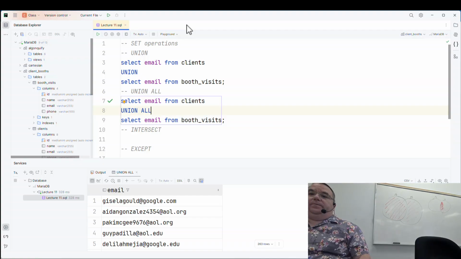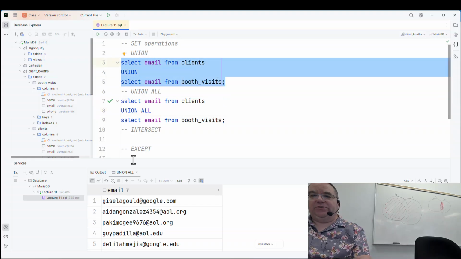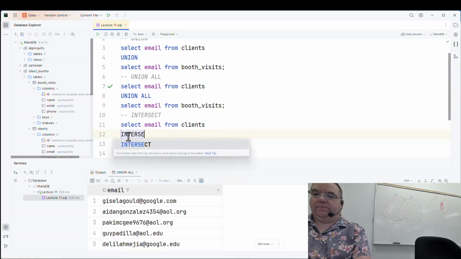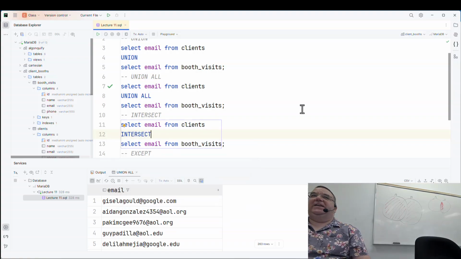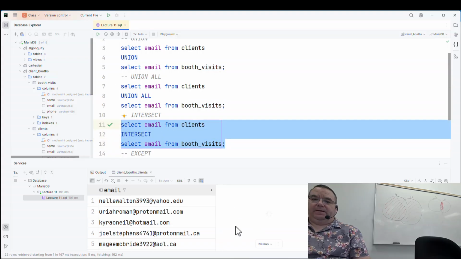So essentially, I want the email addresses for only those that exist in both databases. We already established that we should have, what was it, 23? So if we take our query and show you how simple set operations are, just change the keyword and we run it, there's our 23 rows where this is our clients that visited our booth.